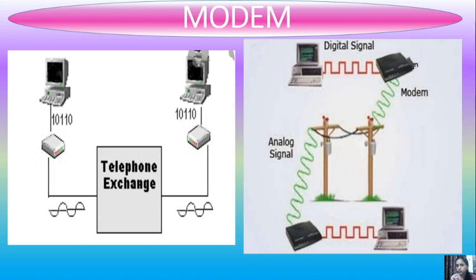So what's the work of the modem here? Modem means modulation. Modulation means this modem will convert the digital signal to an analog signal. And at the receiving end, at the bottom, you can see another modem. That modem will receive the analog signal and convert it into a digital signal.